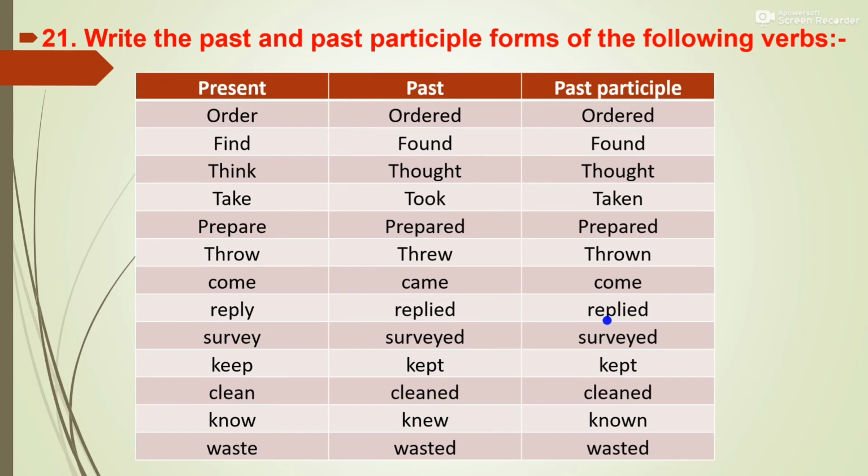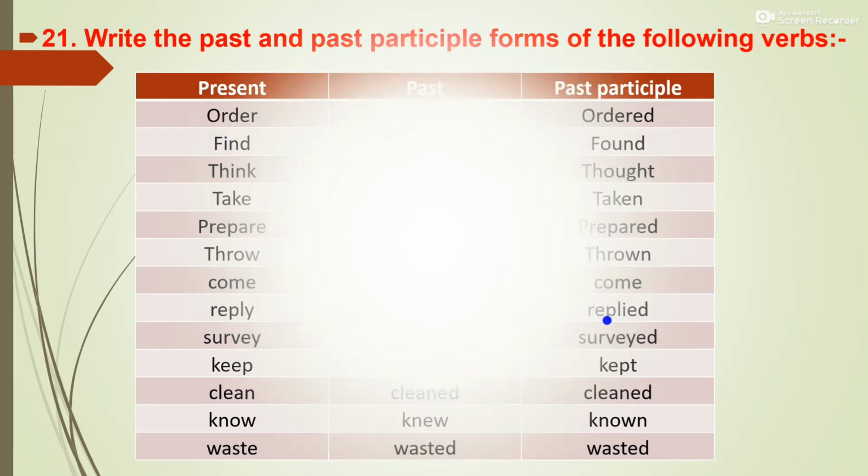Write the past and past participle forms of the following verbs. Present, past, past participle. Order, ordered, ordered. Find, found, found. Think, thought, thought. Take, took, taken. Prepare, prepared, prepared. Throw, threw, thrown. Come, came, come. Reply, replied, replied. Survey, surveyed, surveyed. Keep, kept, kept. Clean, cleaned, cleaned. Know, knew, known. Waste, wasted, wasted.